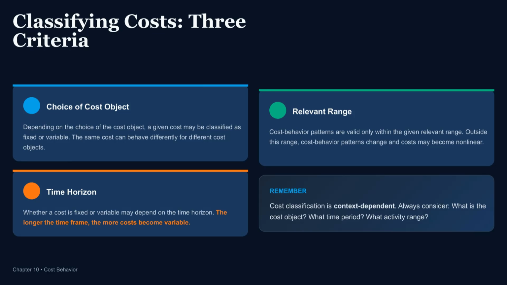Time horizon. Costs that are fixed in the short term may become variable in the long term. For example, a 5-year equipment lease is fixed during the lease period, but the company can choose not to renew, making it variable over a longer horizon. Relevant range: the classification only holds within a specific range of activity. Beyond that range, fixed costs may increase, for example, needing a second factory, or unit variable costs may change, for example, volume discounts on materials.